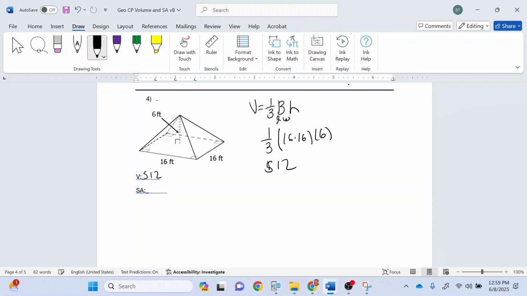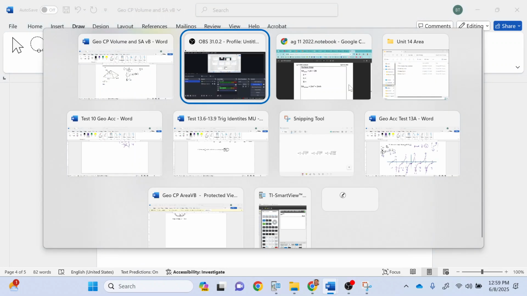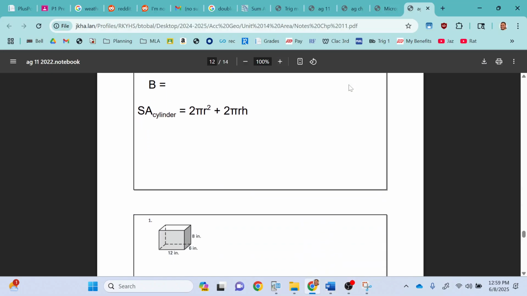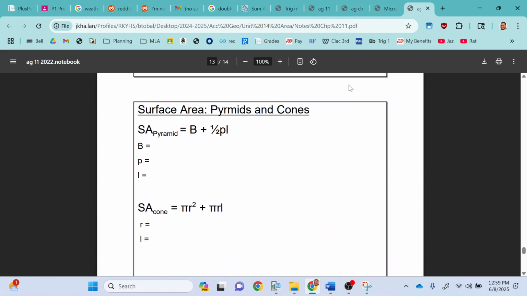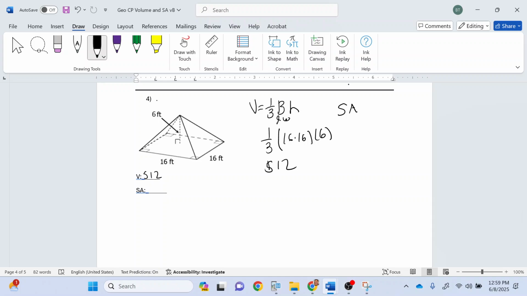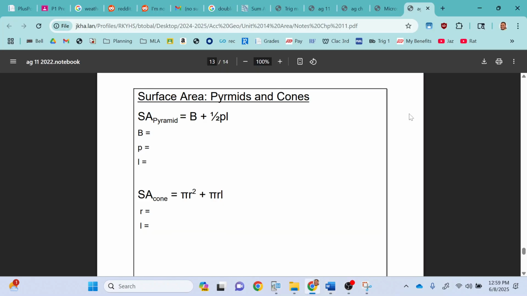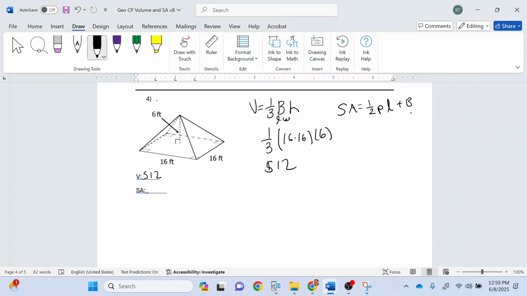So this is 512. Now the surface area for a pyramid, and I'm just going to look it up just to make sure I give you the same surface area as I did last time, is, I'm going to write it this way, 1/2 the perimeter times the L, which is the slant length. We'll talk about that in a second. Plus B, which is just the area of the base. It's not 2B because we only have one base here.